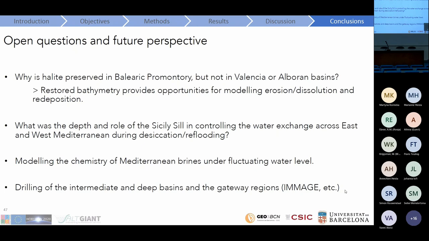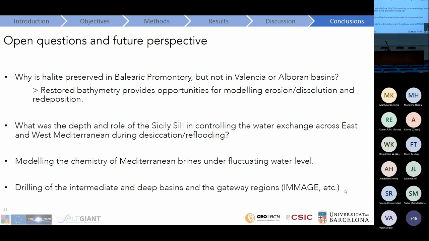A second thing that I think is very, very important is to get a better constraint on the depth of the Sicily sill during the Messinian crisis, as this has a very important controlling effect on the water exchange between the Eastern and the Western Mediterranean basins, both during the desiccation stage and also during the reflooding. And because we don't know exactly what this depth was, it's difficult to really link, for example, paleo shoreline markers or equilibrium water levels to this important connection.